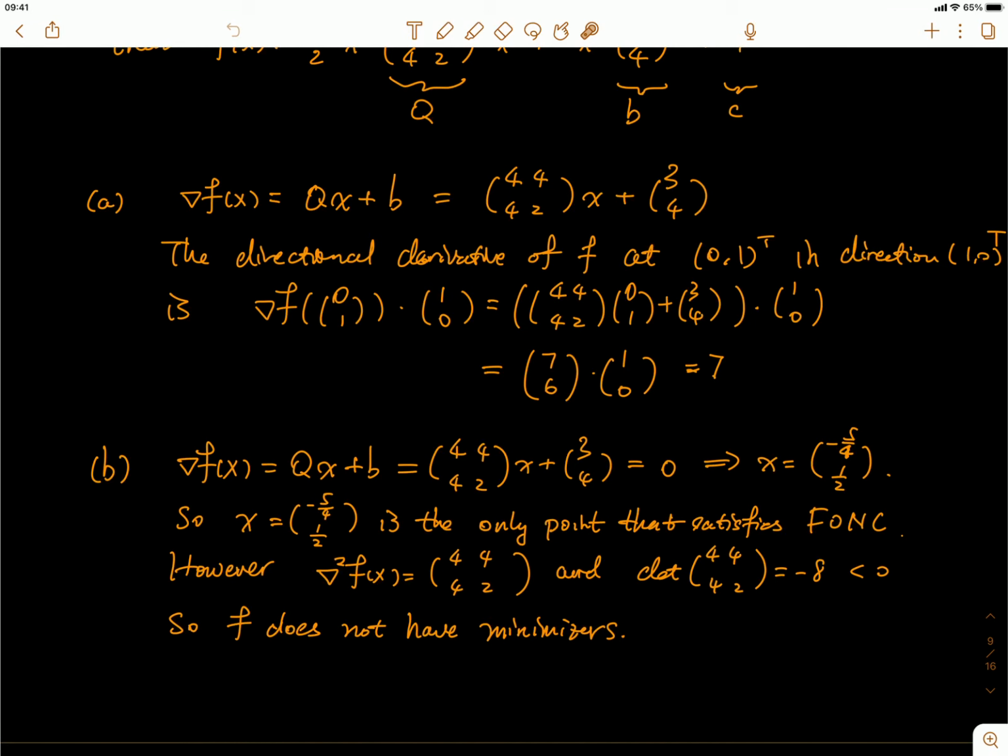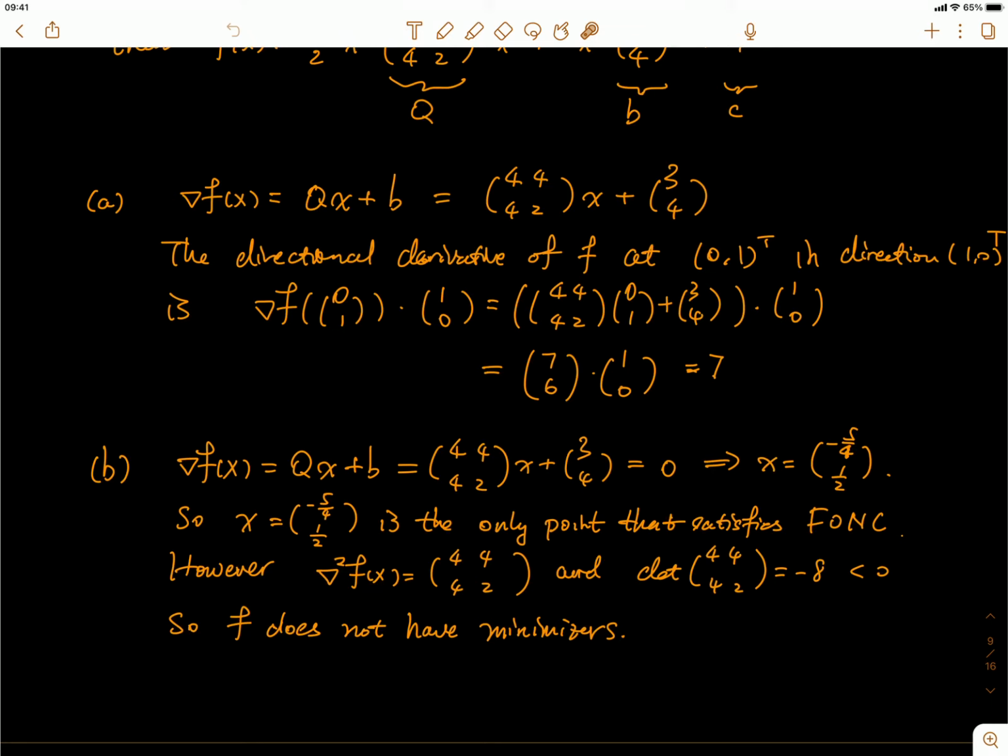Since this problem is unconstrained, the first order necessary condition is the gradient equals 0. By that, we need to solve Qx plus b equals 0 for x, and that gives us only one point here. Because this is the only point that satisfies the first order necessary condition, we need to check if this is going to be a local minimizer or not.